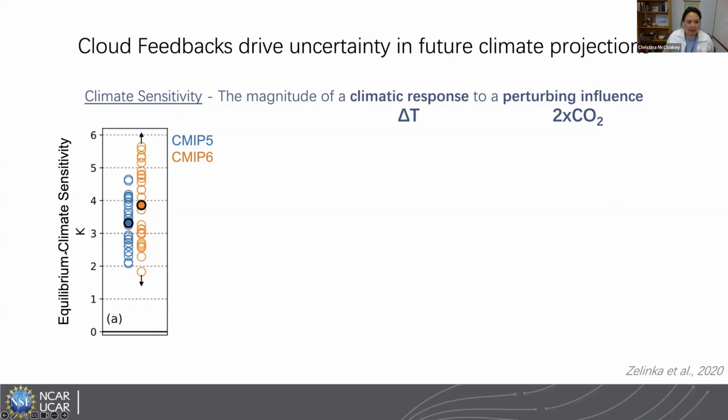And here is showing what's called equilibrium climate sensitivity, or the magnitude of a climate response, in this case, the change in global temperature, to a perturbation. In this case, a doubling of carbon dioxide. And when we estimate the equilibrium climate sensitivity, or ECS, from these two groups of models, so you can see there are many models that participate in this intercomparison project, we see that there's overall a pretty large range in the climate sensitivity, and that range of possibilities has actually increased between CMIP5 and CMIP6.